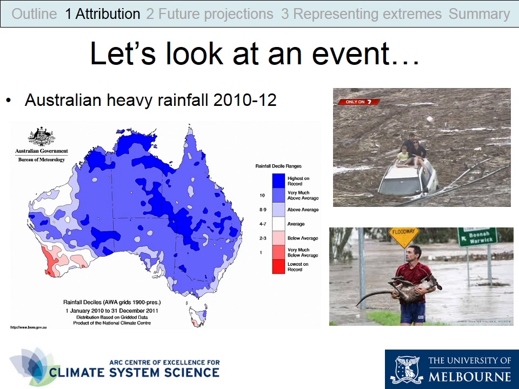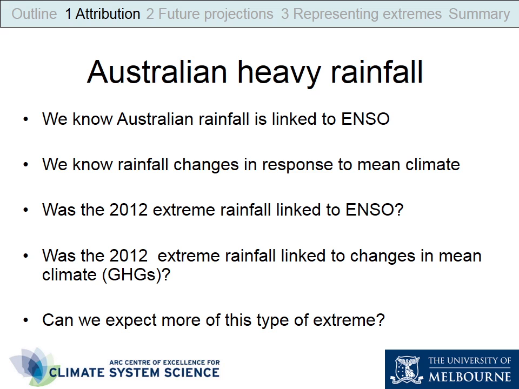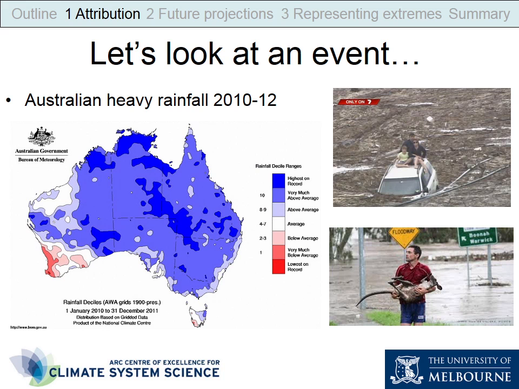So we're going to look at this particular event in an Australian context, and in terms of looking at the relative influences on those records that got broken. So we know that Australian rainfall is linked to ENSO conditions, and during the event that I just showed here, that 2-year heavy rainfall period occurred at the same time as 2 very strong back-to-back La Niñas.